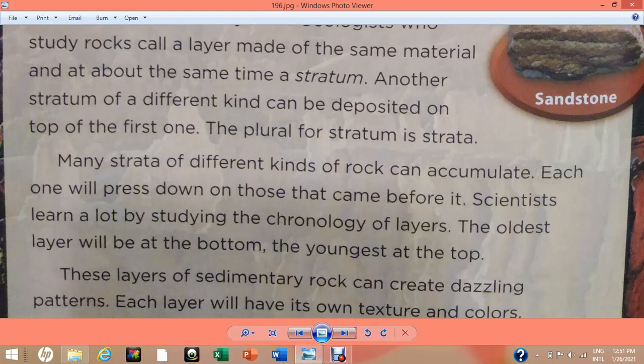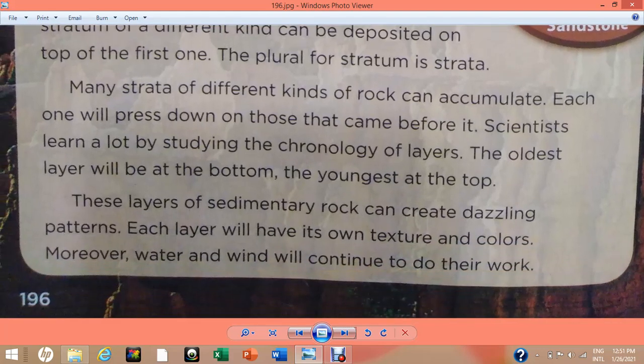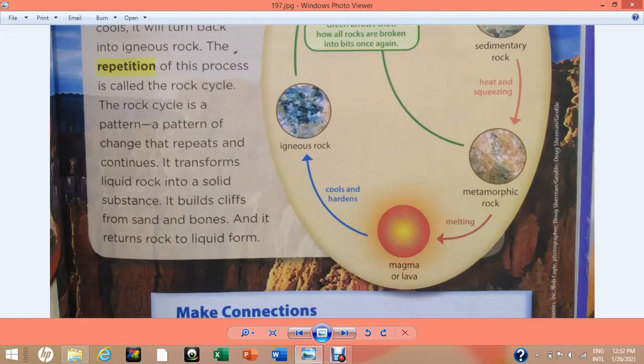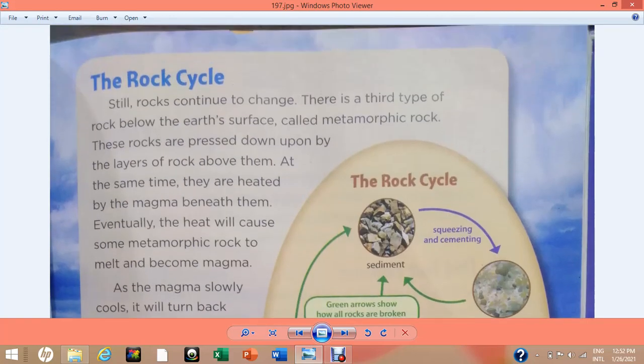Each one will press down on those that came before it. Scientists learn a lot by studying the chronology of layers. The oldest layer will be at the bottom, the youngest at the top. These layers of sedimentary rock can create dazzling patterns. Each layer will have its own texture and colors. Moreover, water and wind will continue to do their work. This is the last page of our lesson. It starts with the headline, The Rock Cycle.